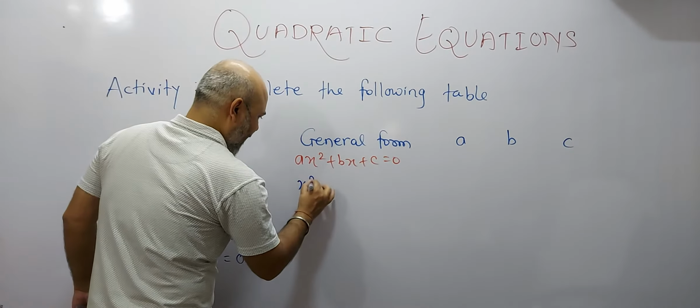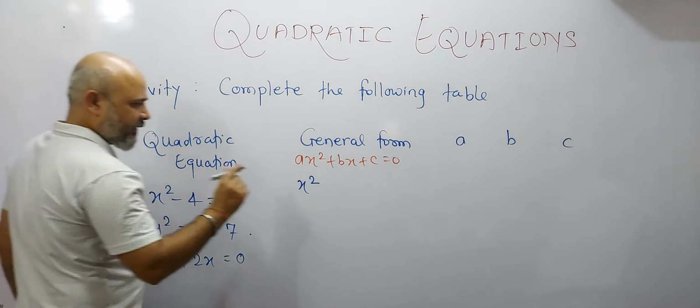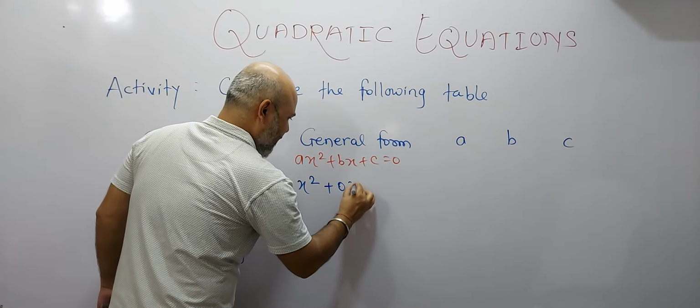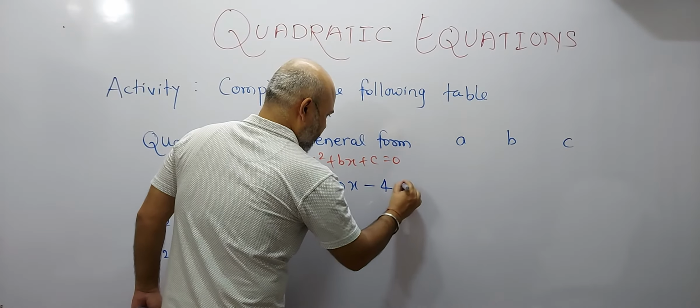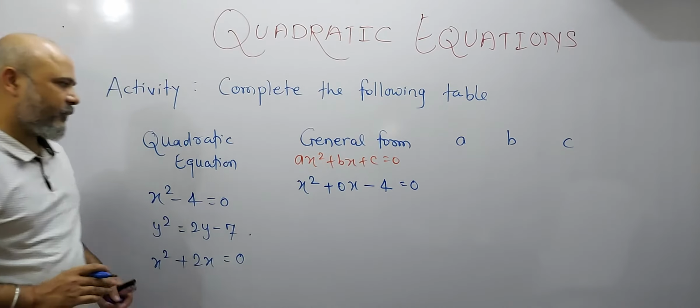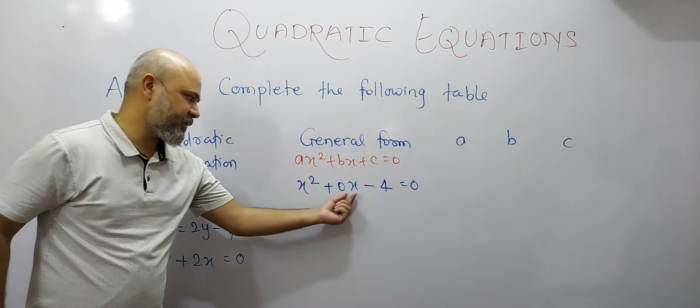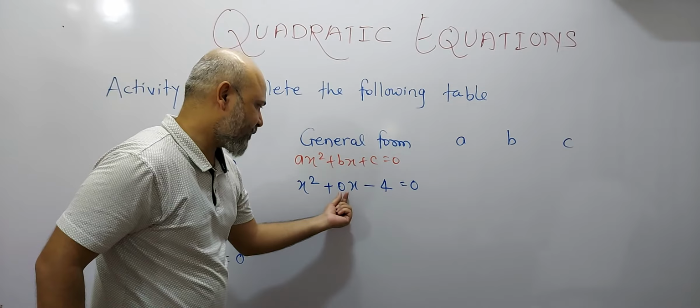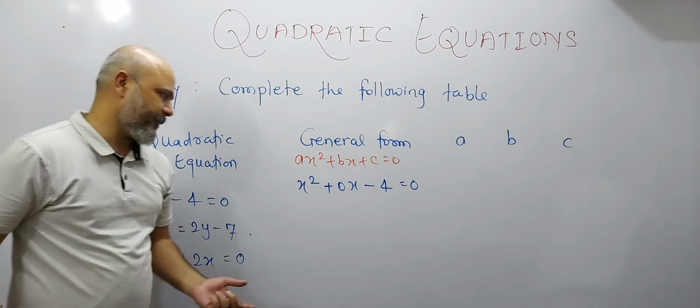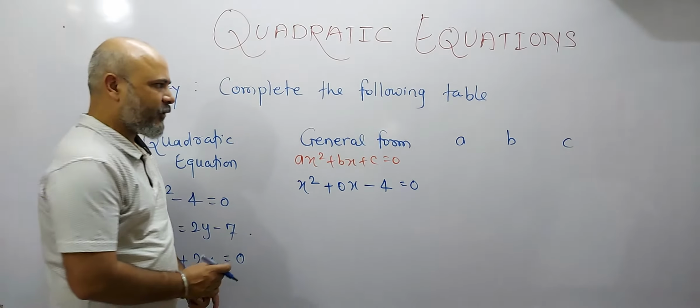So first we will write the x square. The x term is not there, so we will write plus 0x, and the constant is minus 4. So this is equal to 0. Why am I writing 0x here? Because this term is not there, therefore I have written 0 into x, because 0 into x is 0 only. Okay.